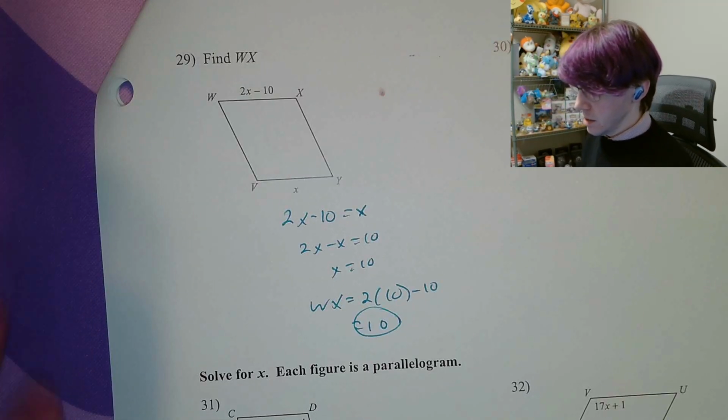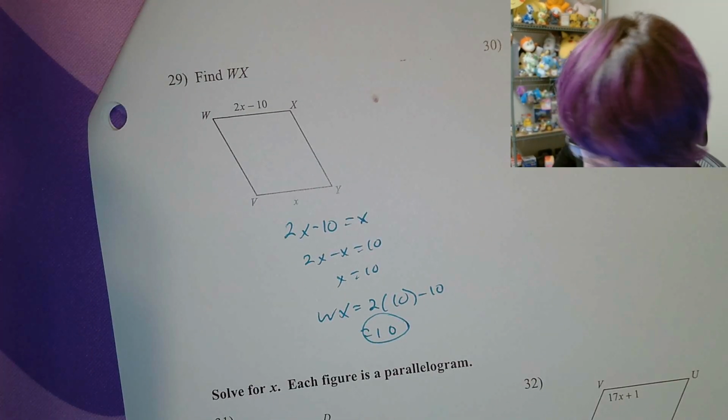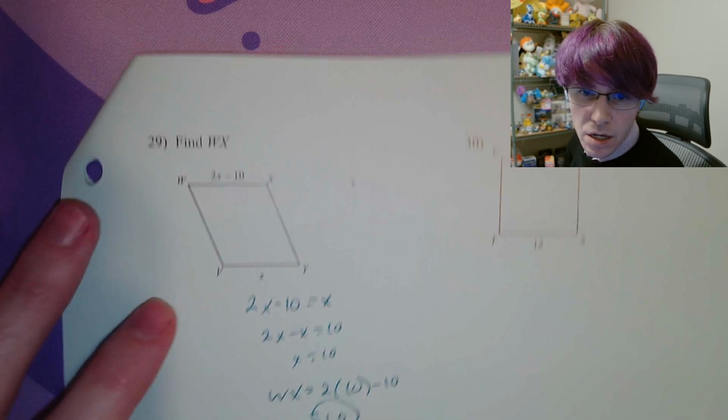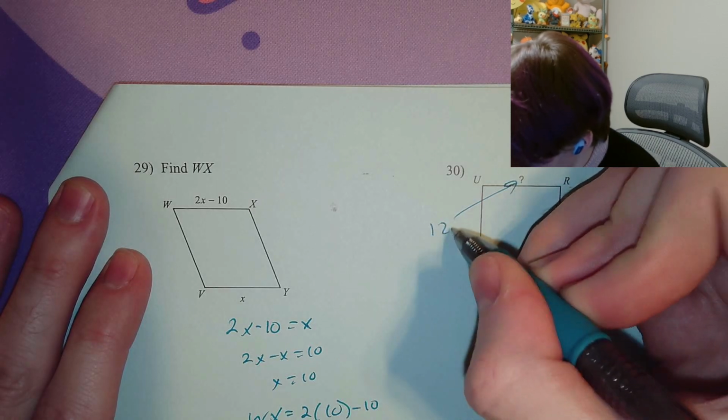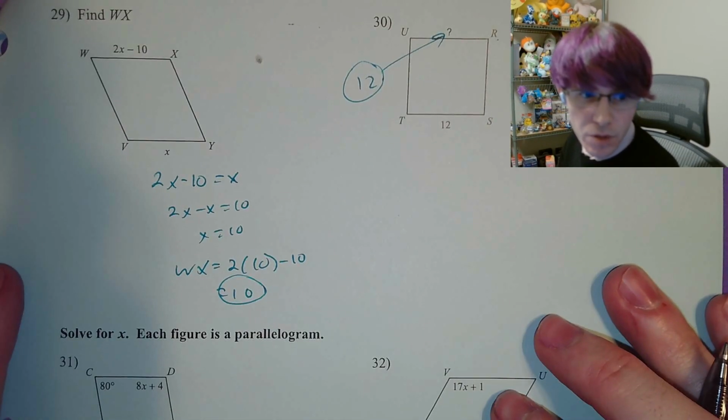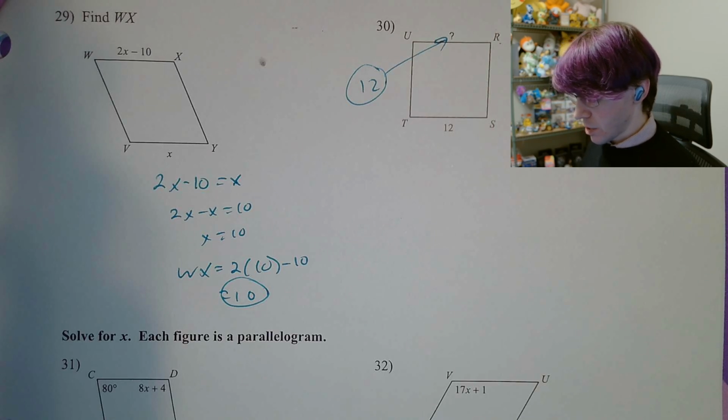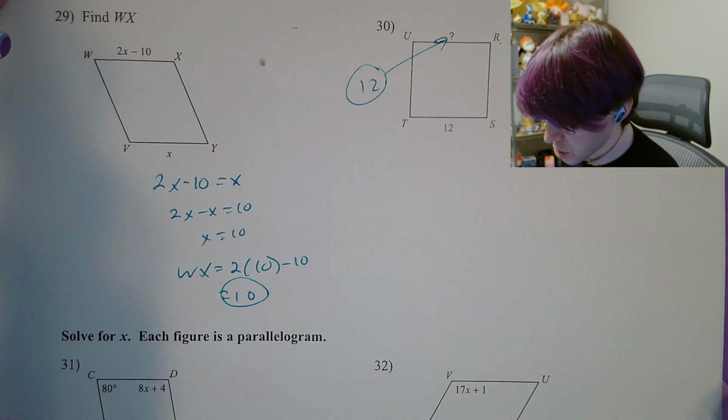Lots of 10s. This one, number 30, another freebie. This guy is just 12. Nothing to it. Nothing special here. Some of these problems are easy, some of them are hard. Let's move on to question number 31.